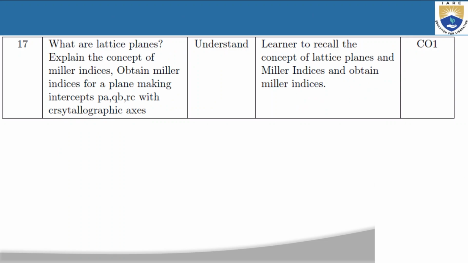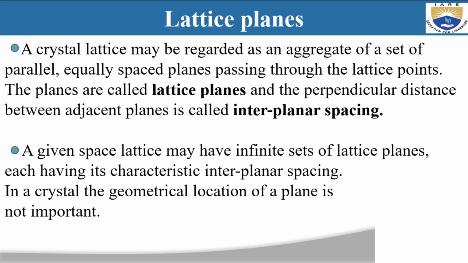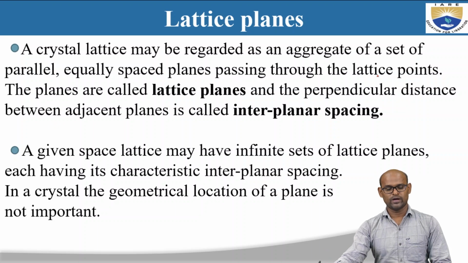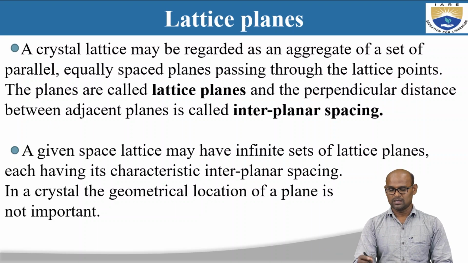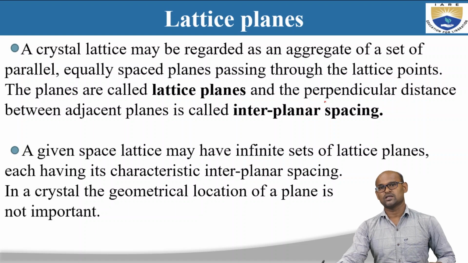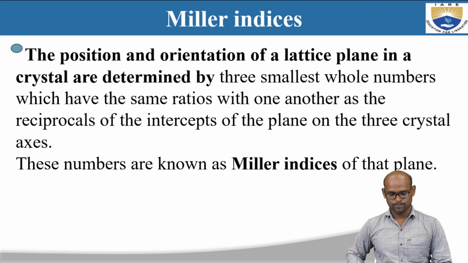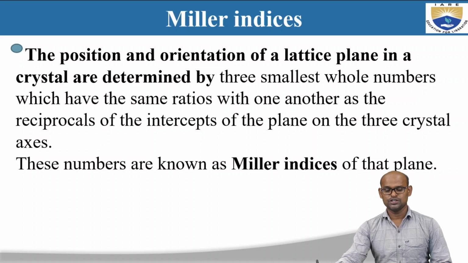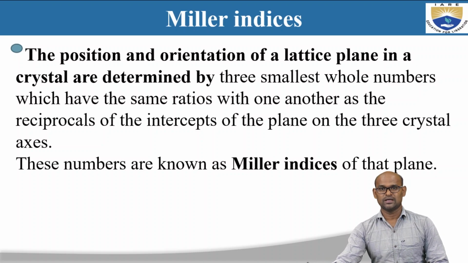What are lattice planes? Explain the concepts of Miller indices. Obtain Miller indices for a plane making intercepts PA, QB, RC with crystallographic axis. Okay. So we have discussed what are lattice planes. Lattice planes are nothing but the set of parallel planes in a lattice. And these equally spaced planes passing through the lattice points are lattice planes. And the distance between any two of the lattice planes is called interplanar spacing.